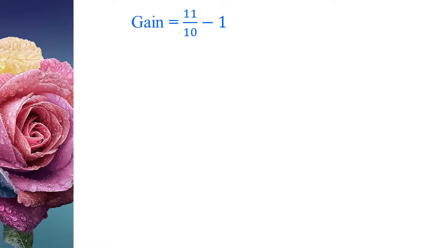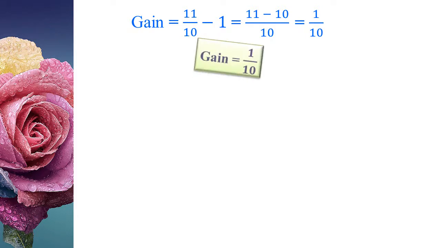So, gain equals 11 by 10 minus 1. Here, we need to find the LCM. Here, the LCM is 10. So, we get (11 minus 10) by 10 equals 1 by 10. So, the gain is 1 by 10.